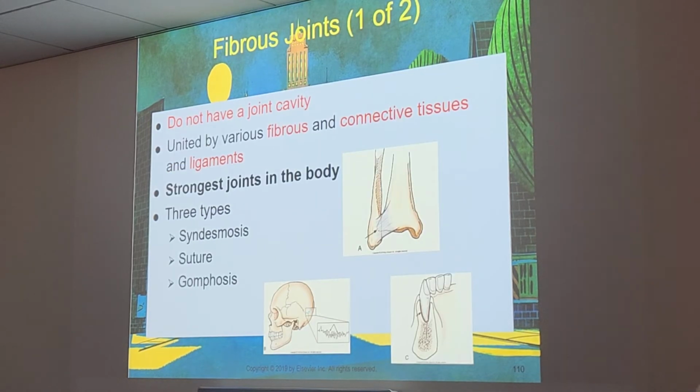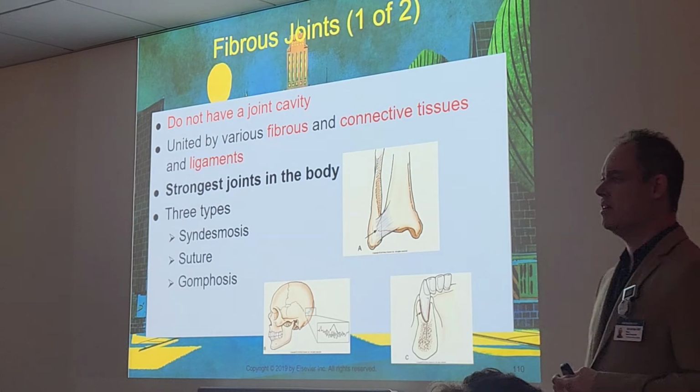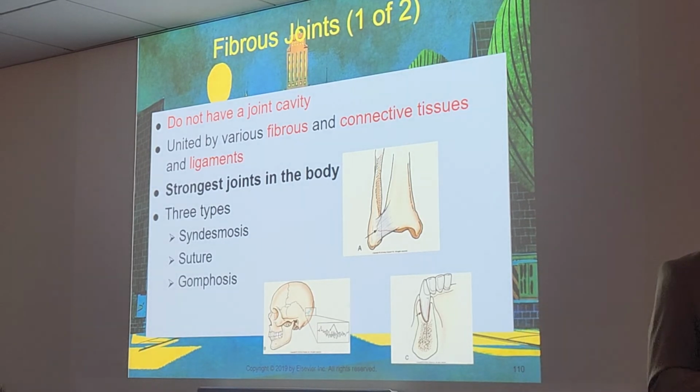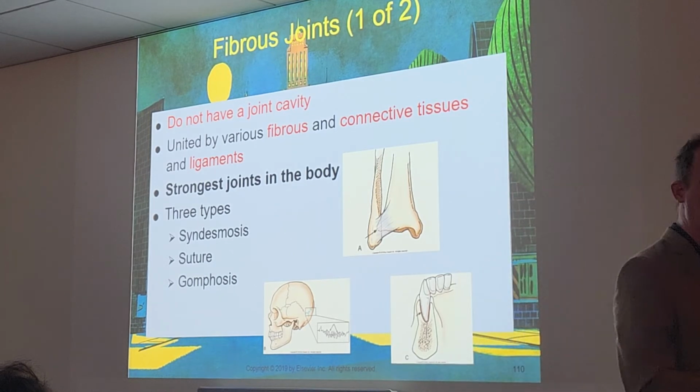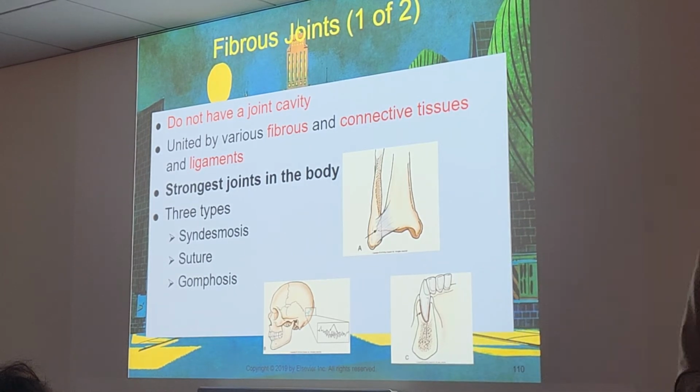All right, so fibrous joints, that's the first category we're going to go over. These do not have a joint cavity, they're completely sealed, and they're united by fibrous connective tissues and ligaments. They are also the strongest joints found in the entire body. So once again, one example we already named that's also an immovable type joint would be the bones in the cranium. The sutures of the skull are what we call fibrous joints.